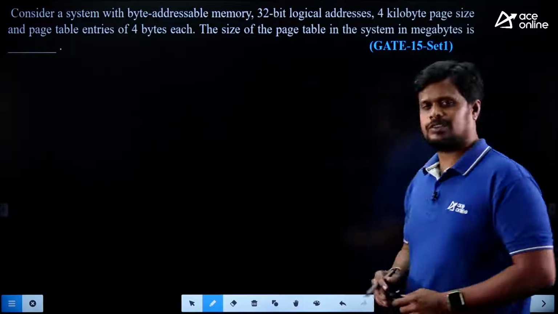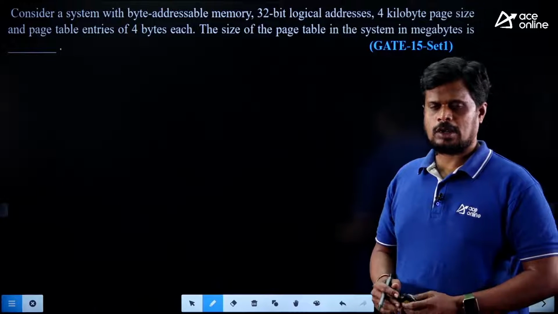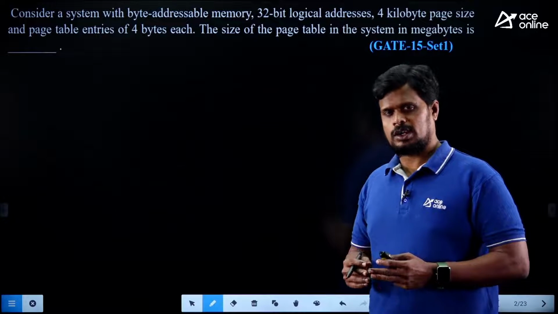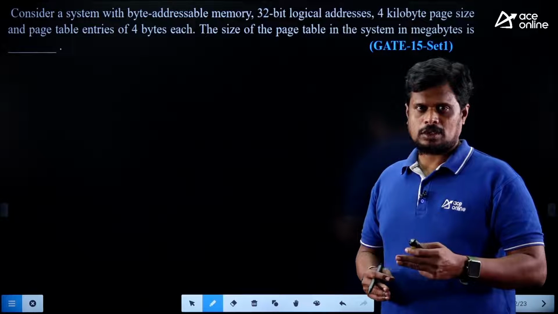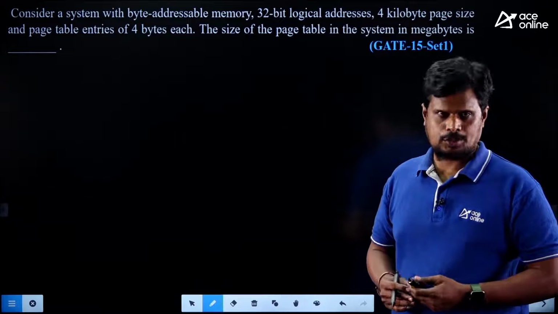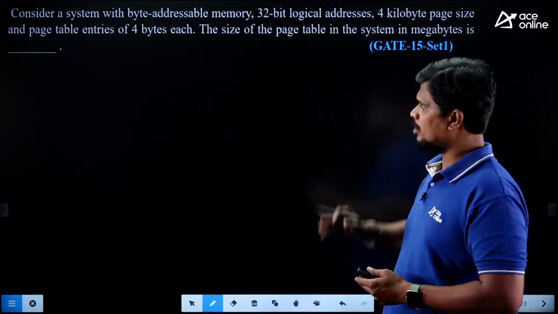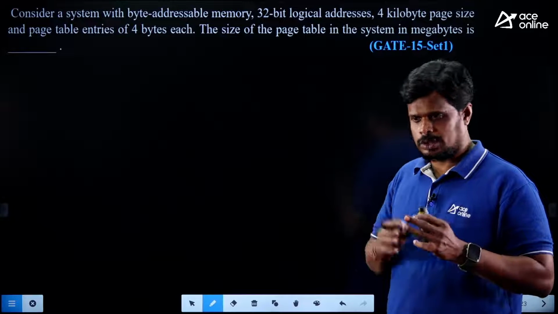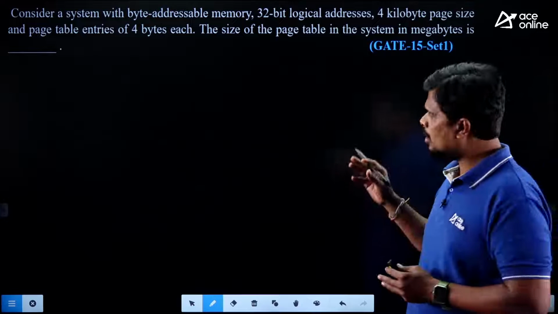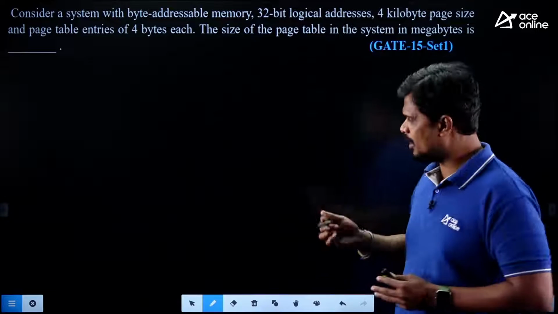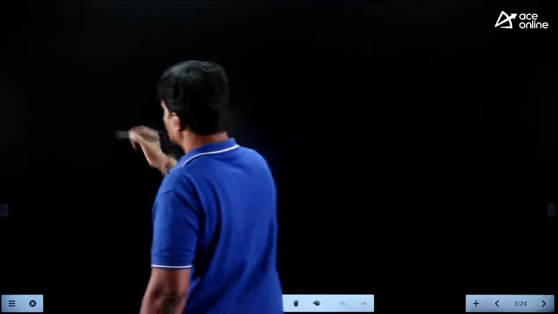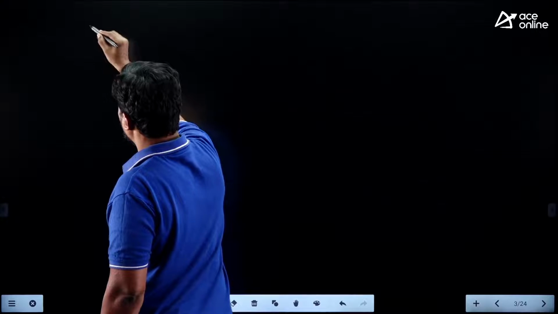This is the question we have from memory management, and the concept is paging, right? Yesterday, in our previous session, we clearly saw that on paging, every year we have one question given by IIT Kanpur. So that's why I just want to give you some information related to this paging concept. How to solve this particular question, and what is the main importance of paging?